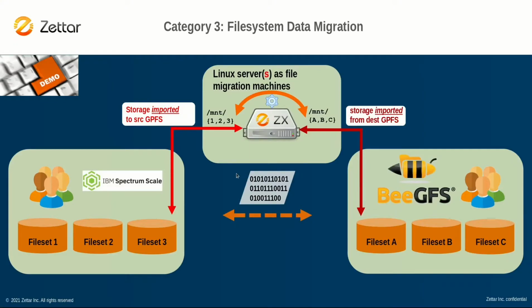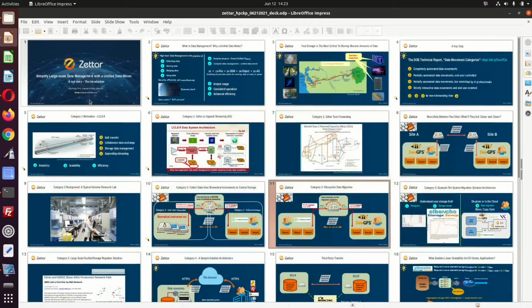You can do incremental replication too, which is important for migrating active file systems that are still in production. Let me show you how it works. This demo shows ZX incremental replication. Let's review in this terminal first.